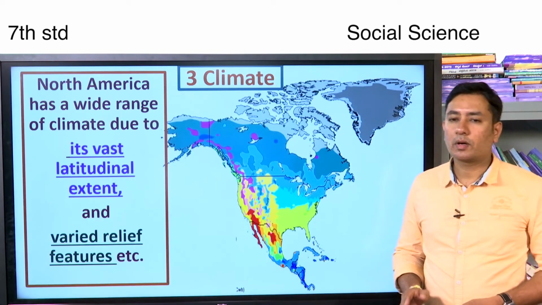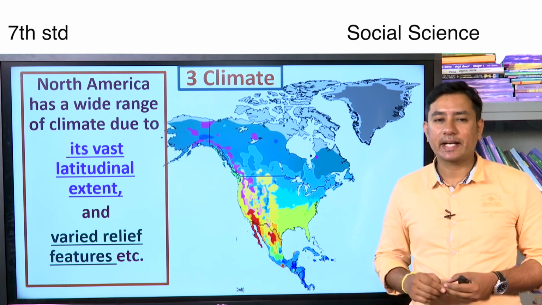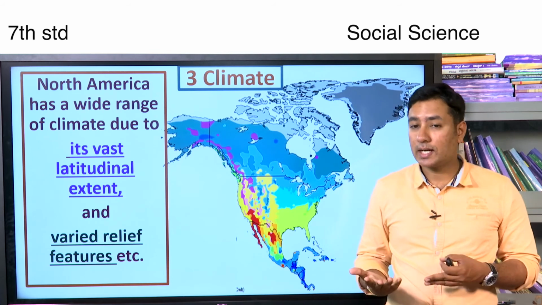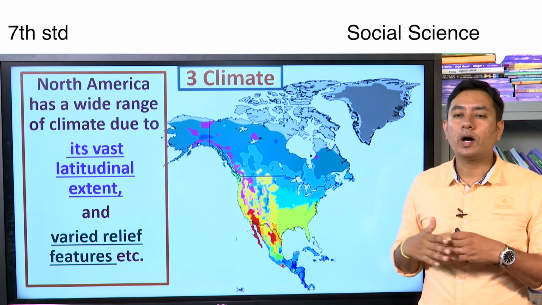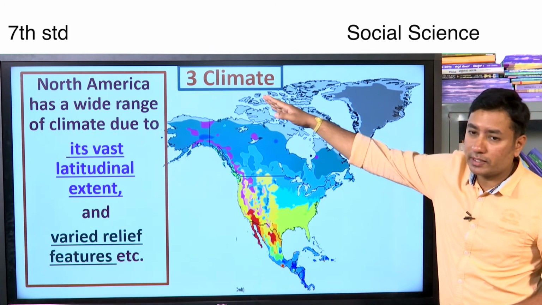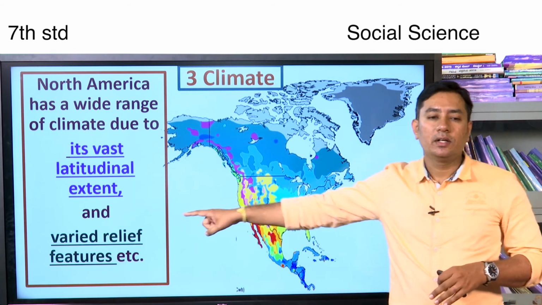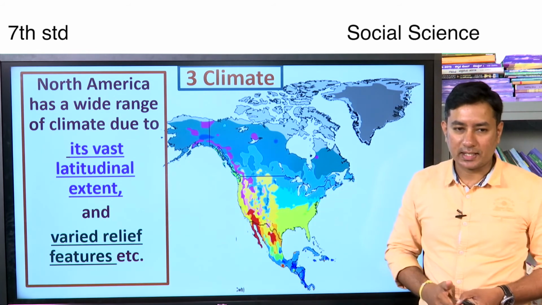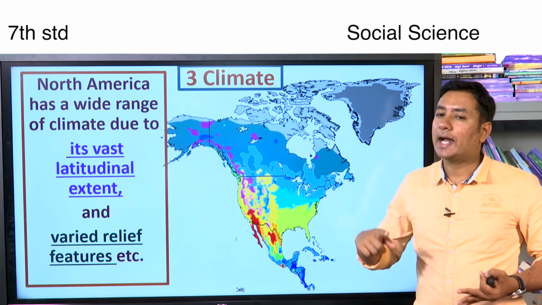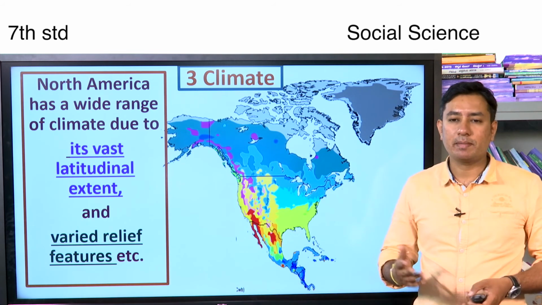throughout the year. Okay, now the last part of our today's chapter is climate. North America has a wide range of climate. Why is that? That is because of its vast latitudinal extension. From 19 degrees to 71 degrees of latitude it has extended. Okay, and varied relief features, etc. So the relief features, mountains, deserts and lakes, all that we can see here. So only it has vast climatic conditions.